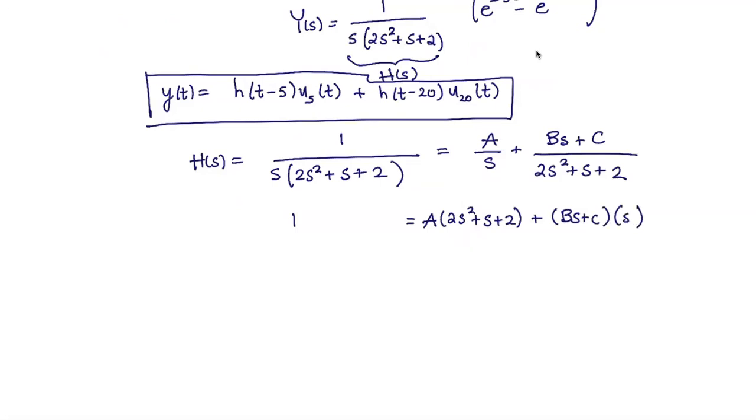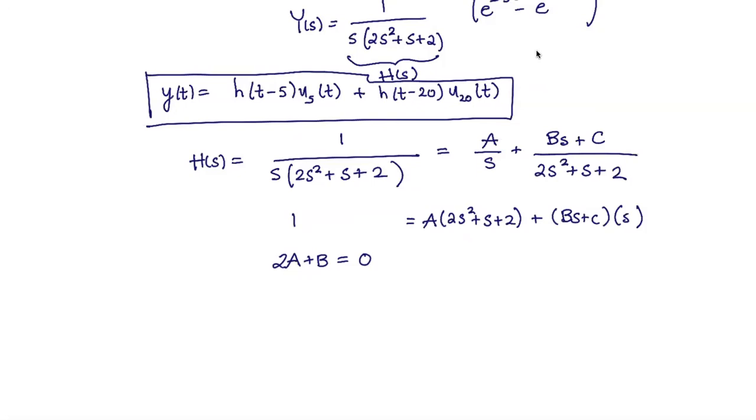The way that I do this is I focus on specific terms. So I'll start first of all with the s squared terms, then I'll go to what will make an s term, and then what will make a constant term. So for example, in here we see we get a times 2s squared and bs times s, and so we're going to end up with 2a s squared plus b s squared, so 2a plus b must add up to 0, since there are no s squared terms on this side of the equal sign.